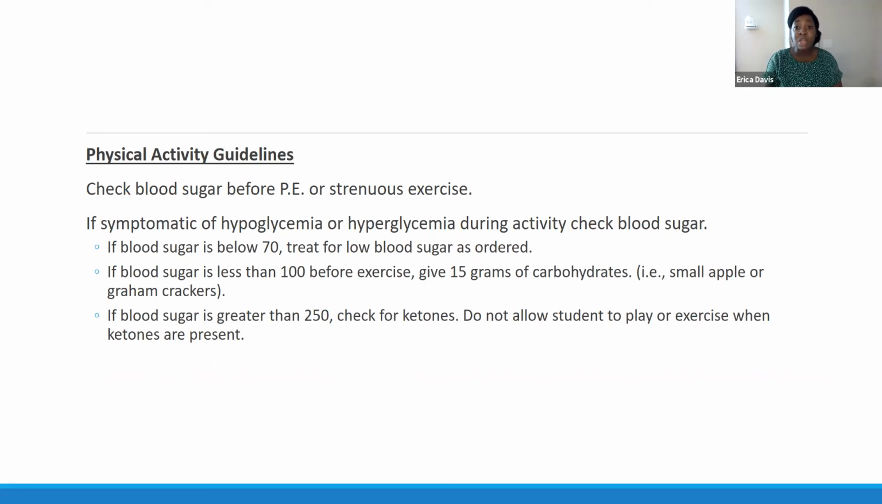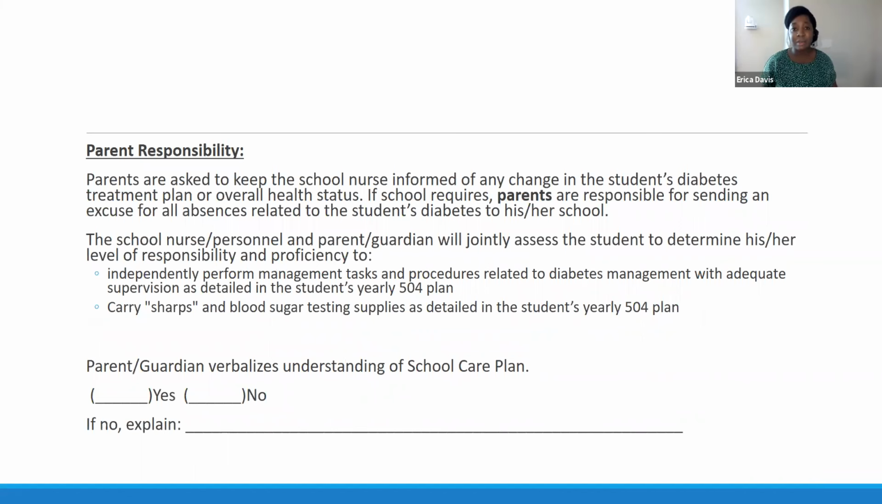But we will say it's usually good to err on the side of more strict rather than less strict when it comes to children and checking blood sugar before physical activity, just to make sure that all of our children stay safe and that we aren't putting anyone's child at risk for any emergency event in relation to that. I will hand it over to Erica to talk about parent responsibility.